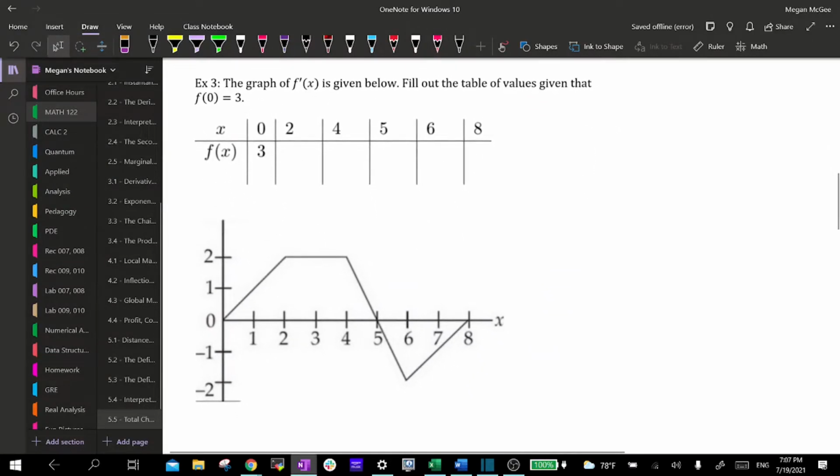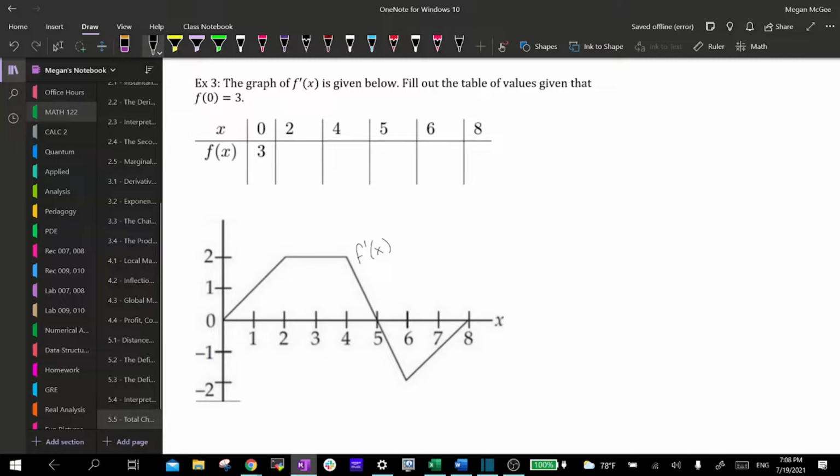Alright, so let's look at example 3. We're given an unfinished table and we're given the graph of a derivative. So down here this is f prime of x. And we would like to fill out the table of values for the original function f of x. We're given that f of 0 is 3. So that's all we have to go on at the moment.